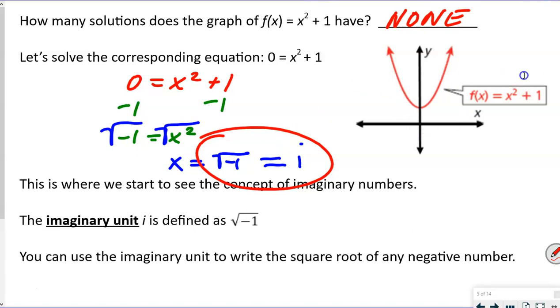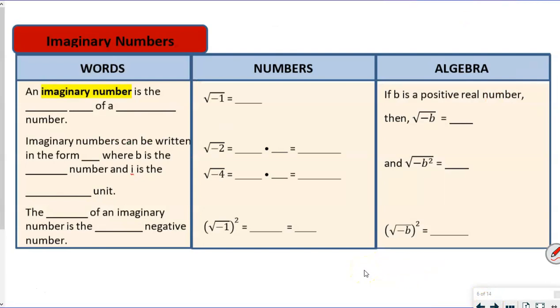So down here it says you can use the imaginary unit to write the square root of any negative number, and that's what we're going to do next, okay? So an imaginary number is the square root of a negative number. So we're going to write square root over here of a negative number. Okay, so i.e. the square root of -1 is i. That's what we just talked about, right?